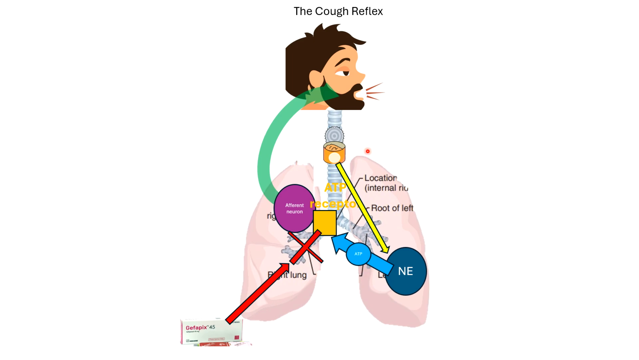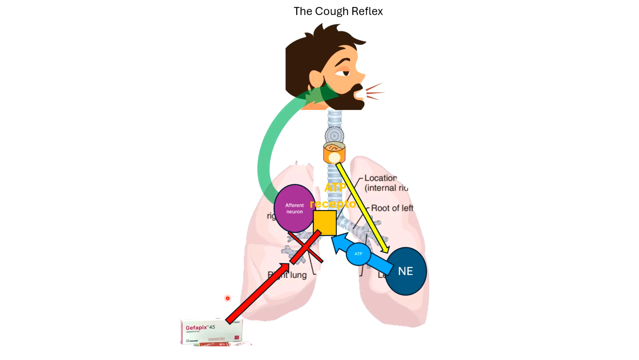So here we're going to be talking about the cough reflex. Here we have food aspirated through the trachea, and it stimulates a special kind of cell called the neuroendocrine cell. This neuroendocrine cell secretes ATP, which stimulates the ATP receptor located on the afferent neuron. And this loops back and gives you the cough reflex.